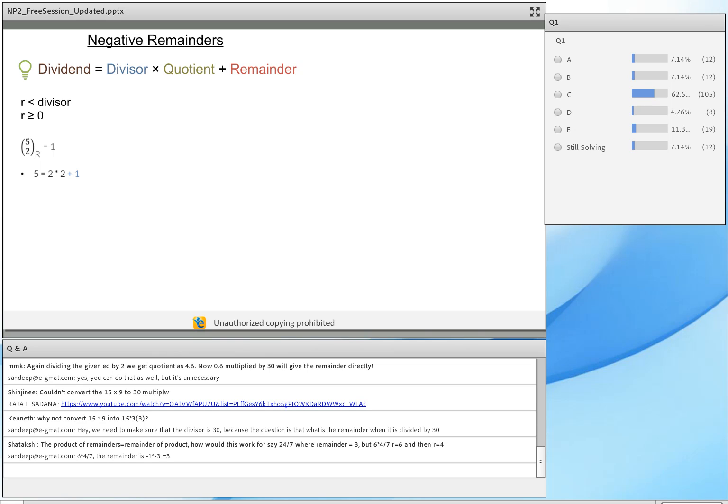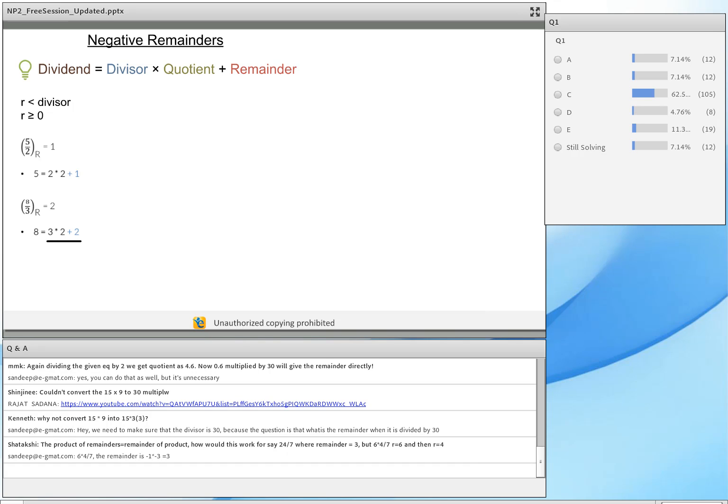Now, there are two ways of doing this. Say we want to figure out the remainder of 5 divided by 2. We know the remainder is 1. One way to express this is to say 5 is 2 times 2 plus 1, and you get the remainder as 1. Similarly, if you do 8 divided by 3, the remainder is 2. And how you go about doing it is you say 8 is equal to 3 times 2 plus 2.